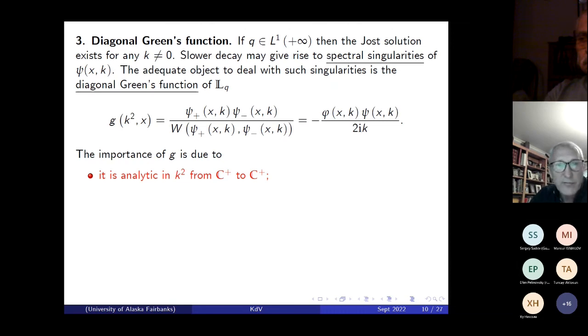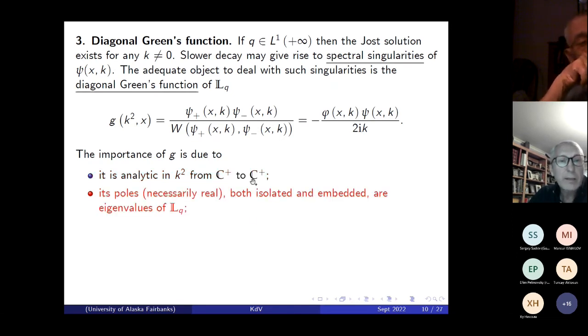And the importance of the diagonal Green's function is due to the following three properties. It's analytic with respect to k squared. K squared is energy, and it maps the upper half plane to the upper half plane. Such functions are called Herglotz functions, and it may have real poles, whatever, simple poles. I call them embedded poles.